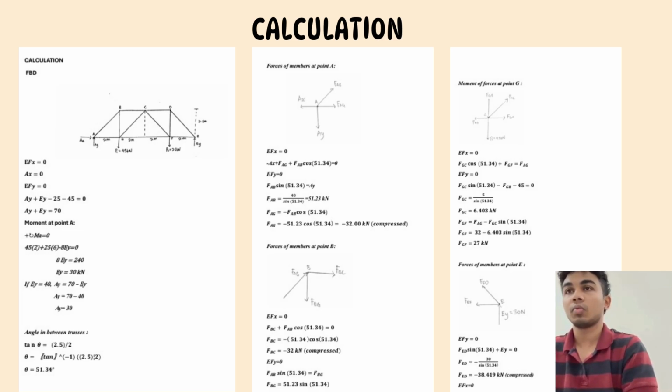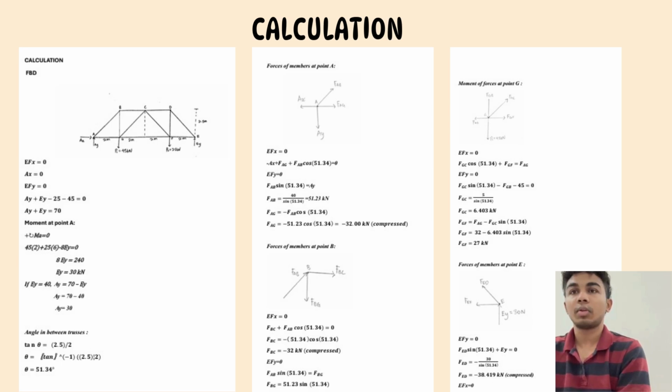Later on, I just went straight away to calculate the members at point A. At point A, there are 4 forces acting there, as you can see in the free body diagram: FAB, FAG, Ay, Ax. The Ay and Ax are there because it's a pin, so it's supposed to have Ay and Ax there. From that, I just get the answer. FAB equals 51.23 and FAG I get negative 32. It is in compression, that's why I get negative.